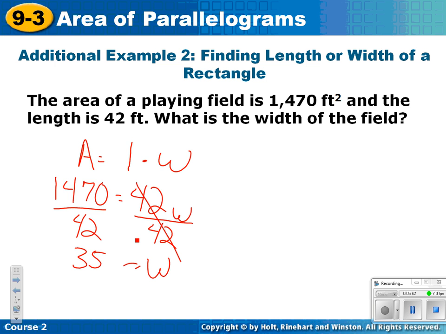What is our label? Just feet. Because width is measured in feet or inches or whatever. It's not squares. Only area is square feet or square inches. Okay? That's area of a rectangle.